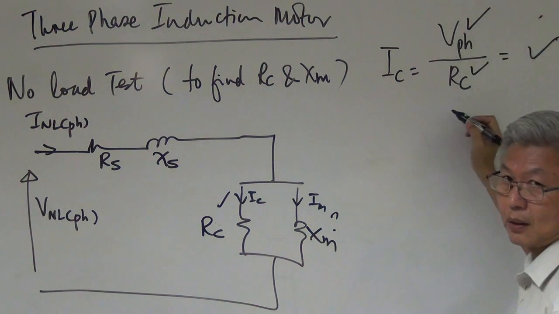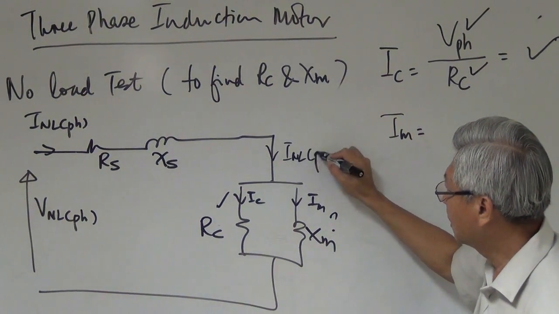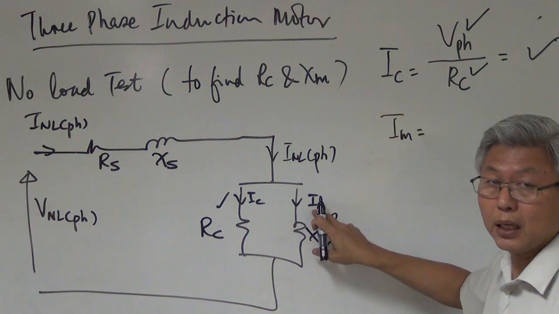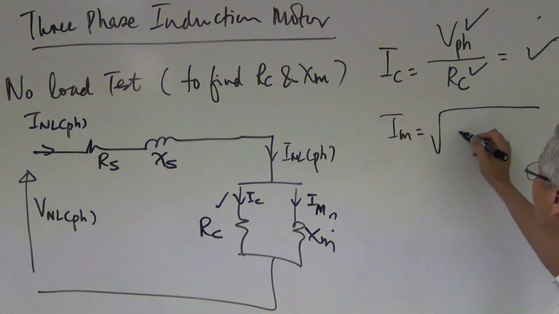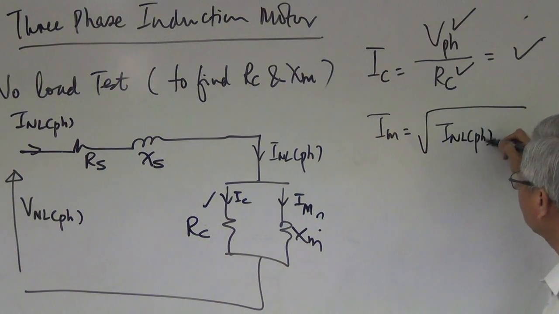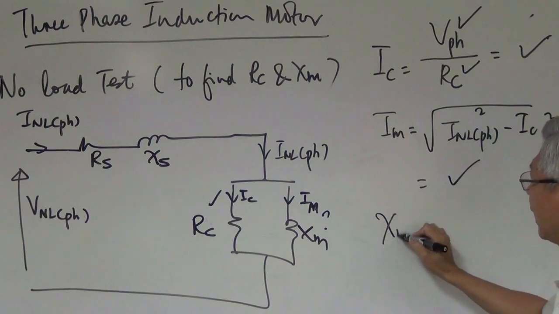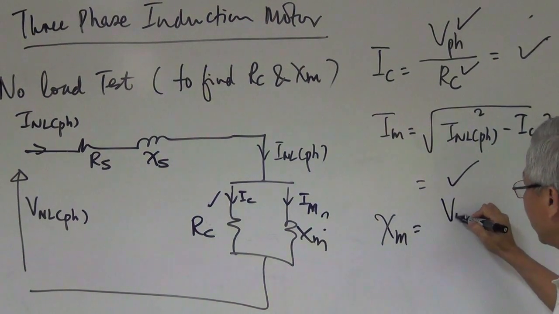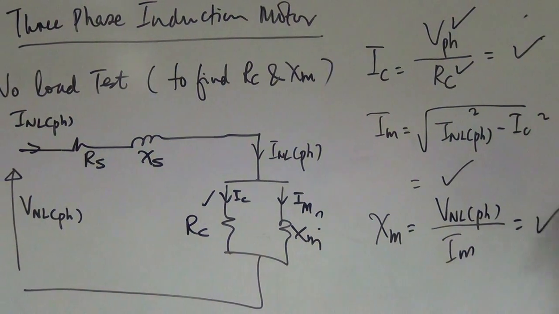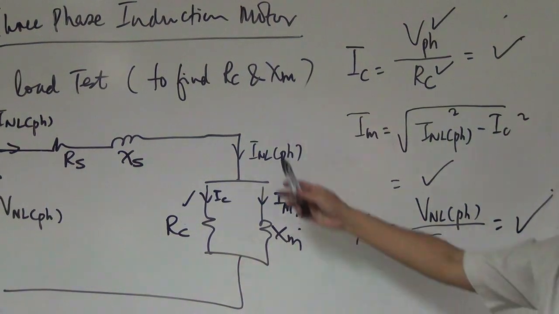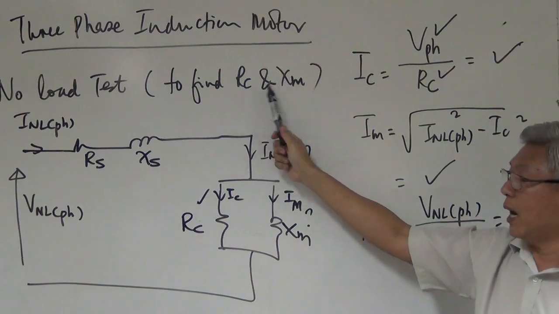So IC is known. How do I find IM? Use the Pythagoras theorem method because the no-load current is equal to IC minus jIM. Yeah? It's a right angle triangle, so I can use the Pythagoras theorem to find IM. Square root of I no-load phase current squared minus IC squared. So IM is found. If IM is found, I can find XM. XM is equal to voltage divided by IM. Right? So with that, XM is found. And that is what the no-load test is all about. Making use of the 3 meter readings, the wattmeters, ammeters, and voltmeters, to find RC and XM.